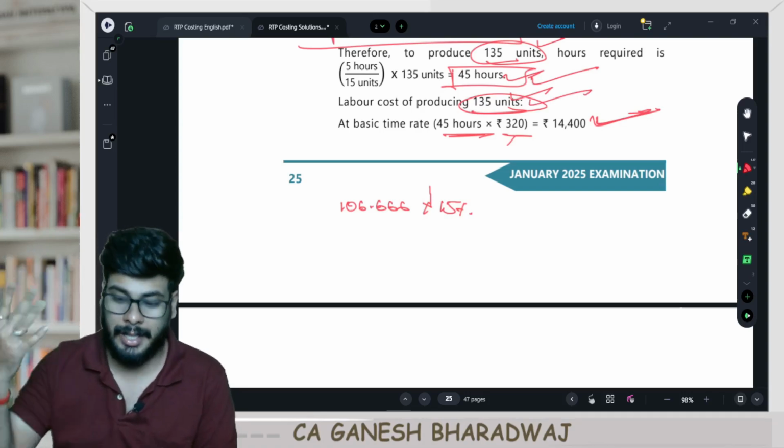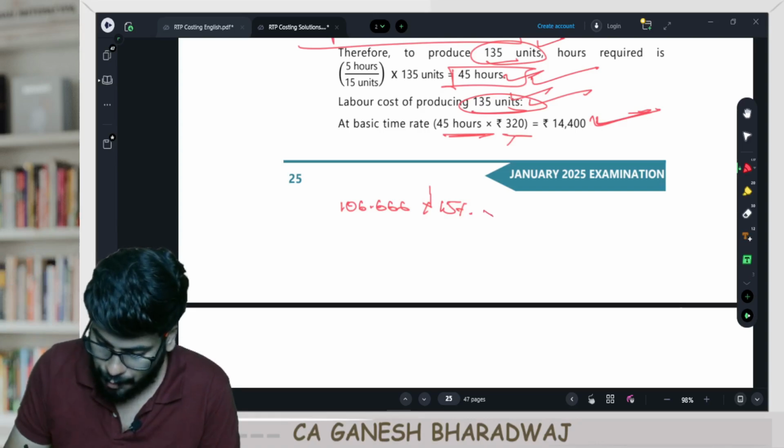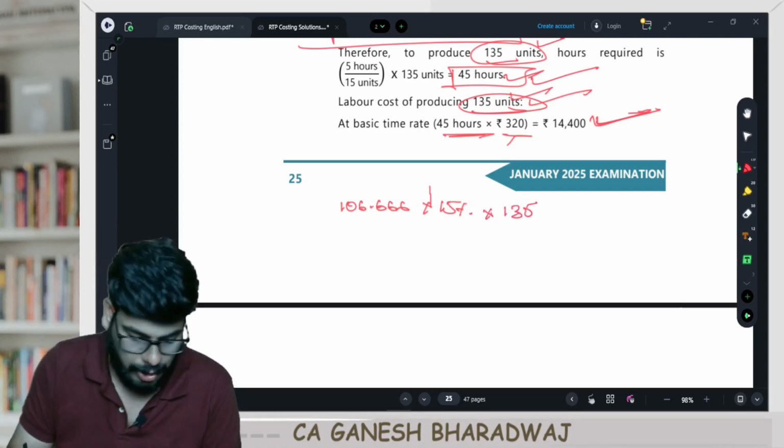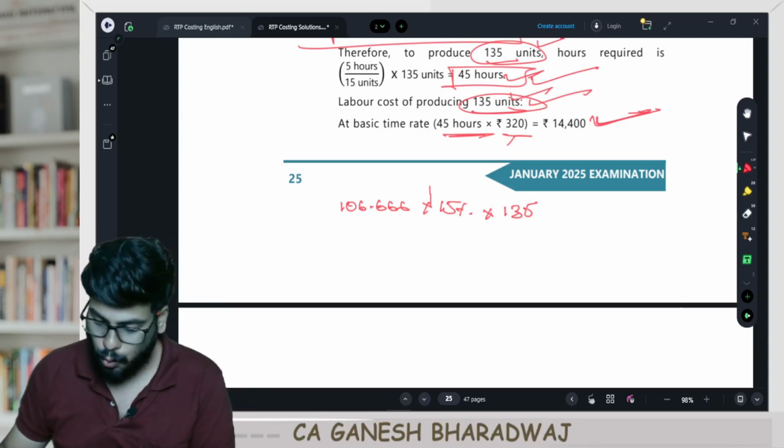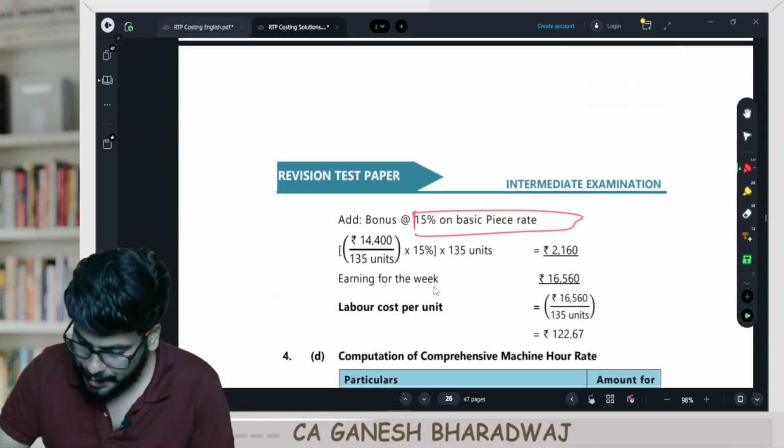Like that, they are going to pay for a total of how many units? 135 units. Like that they are going to pay. So like this, they are going to pay for each of these 135 units. So into 135, that gives you how much? 2160 rupees, right? This is how they have calculated.